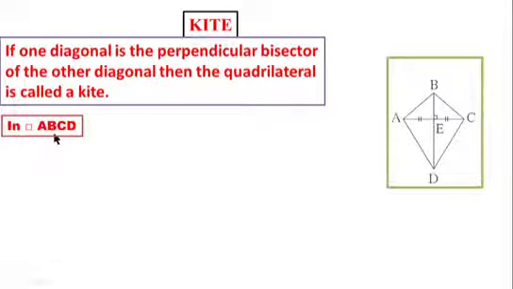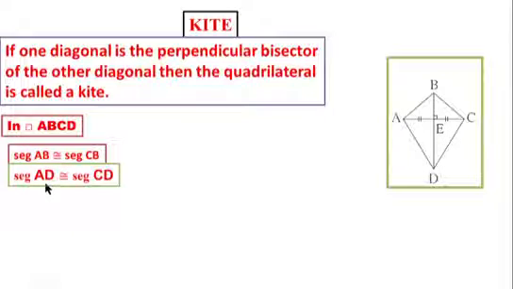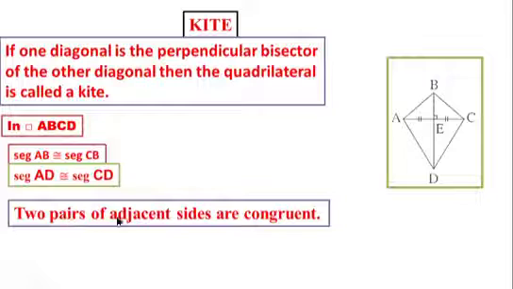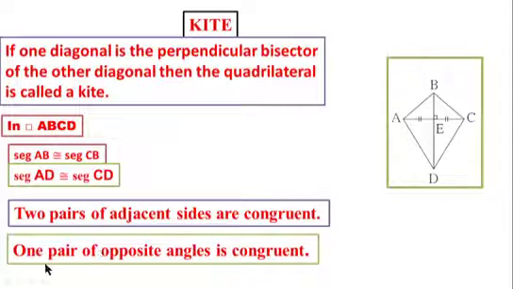In quadrilateral ABCD, segment AB is congruent to segment CB. Segment AD is congruent to segment CD. Two pairs of adjacent sides are congruent. One pair of opposite angles is congruent.